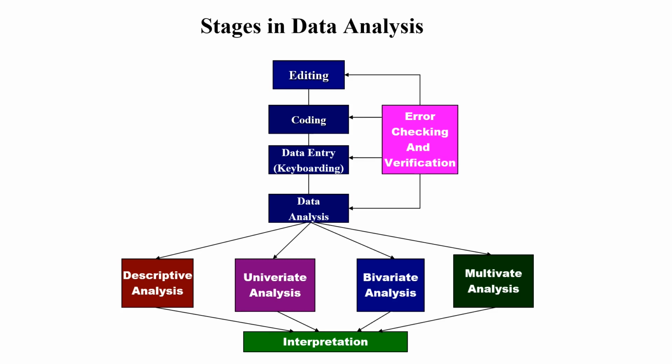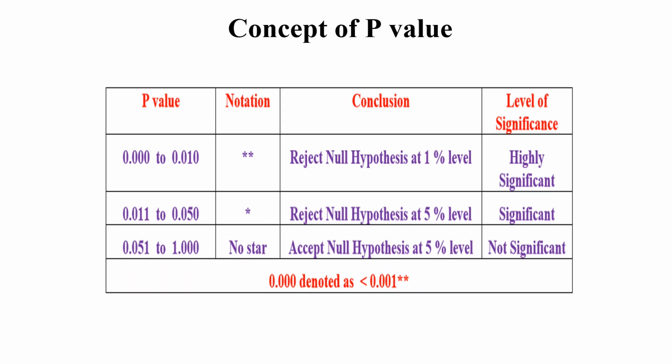We will go for interpretation, whether to accept or reject the null hypothesis. If the probability value is less than 0.05, we will reject the null hypothesis and accept the alternate hypothesis. If the p-value is greater than 0.05, we will accept the null hypothesis and reject the alternate hypothesis. Now here is the concept of p-value.